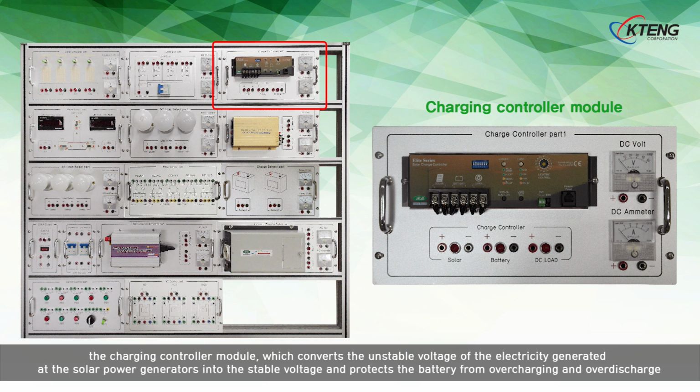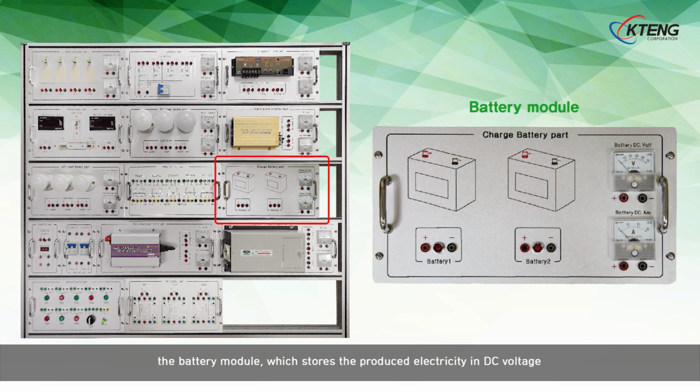the charging controller module, which converts the unstable voltage of the electricity generated at the solar power generators into the stable voltage and protects the battery from overcharging and overdischarge. The battery module, which stores the produced electricity in DC voltage.